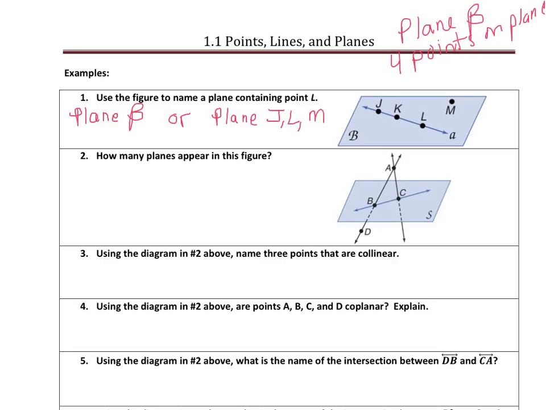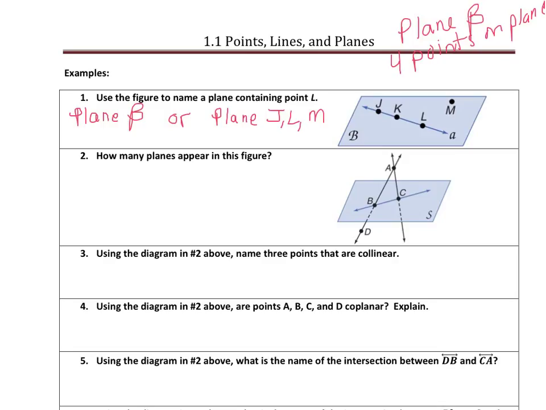Okay, example number 2, how many planes appear in the figure? This figure again is showing a 3-dimensional object. However, it can be a little bit tricky to decode because it's on a flat surface. It's being drawn on a 2-dimensional surface.